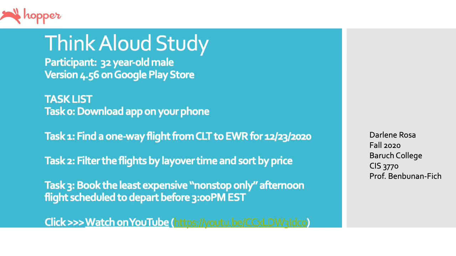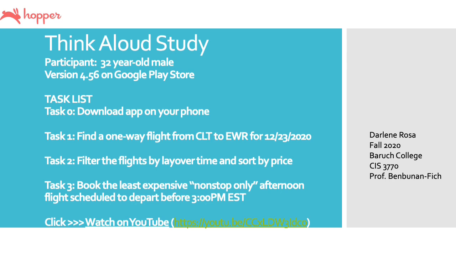Our participant is a 32-year-old male who is interested in finding the least expensive flights and the most efficient way of booking the flight through his phone. Here is his task list. Task 0 is to download the app on the phone. Task 1 is to find a one-way flight from Charlotte, North Carolina to Newark, New Jersey for December 23rd, 2020. Task 2 is to filter the flights by layover time and to sort by price.